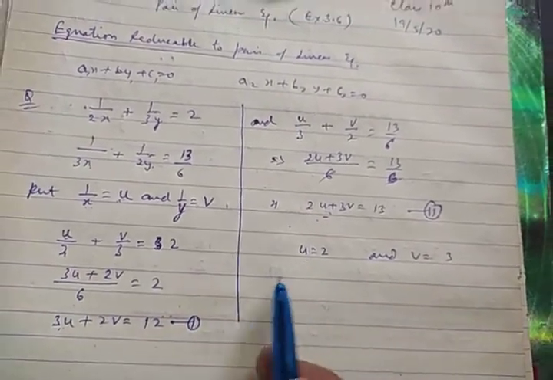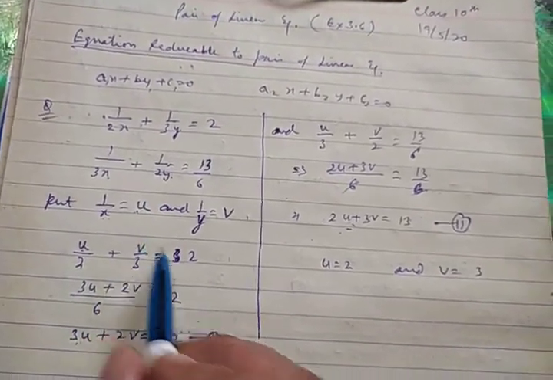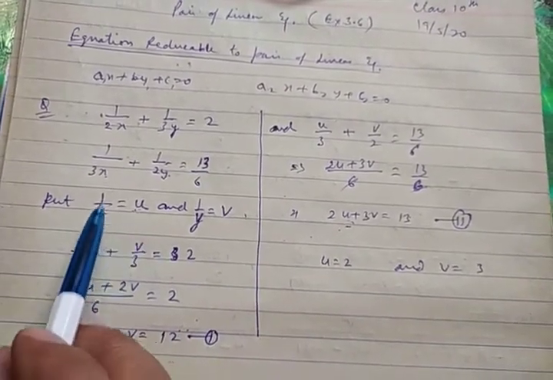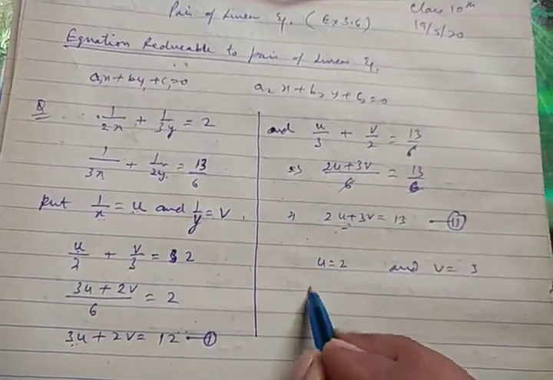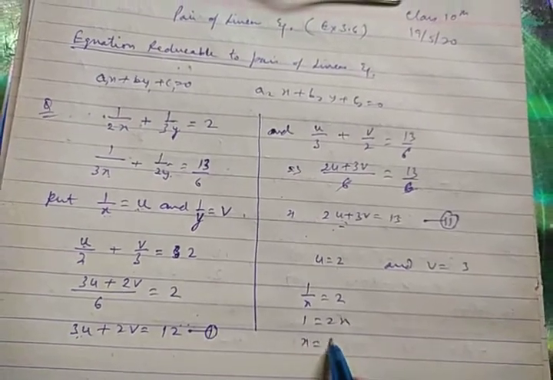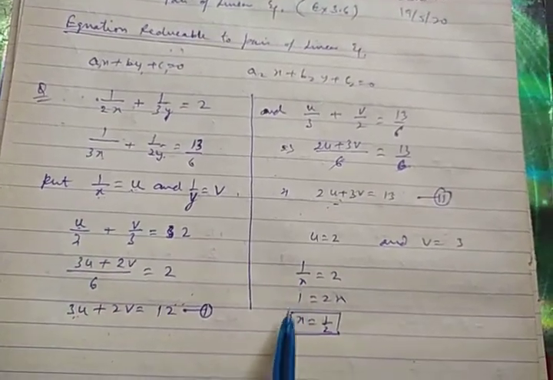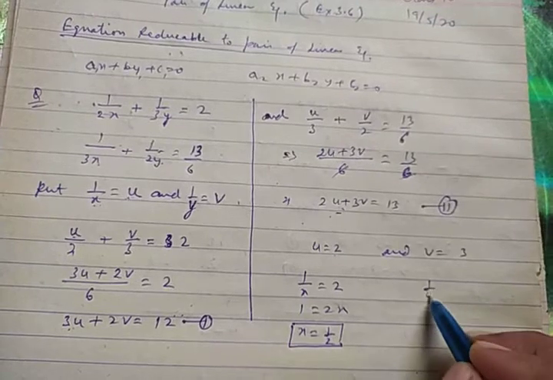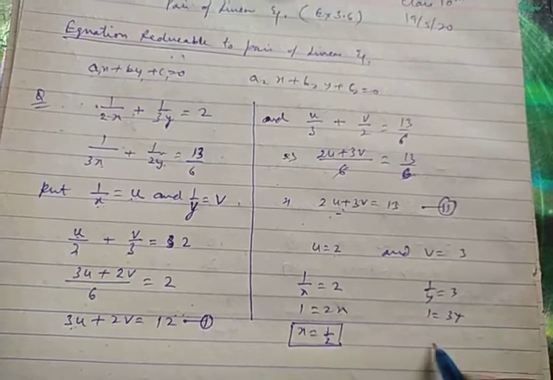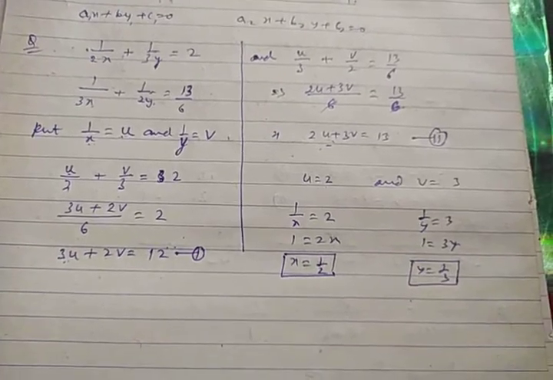Now u was equal to 1 upon x, so you will have to do some more steps. Then 1 upon x is equal to 2, or 1 is equal to 2x, or x is equal to 1 upon 2. This is to be done for obtaining the value of x. For v, 1 upon y is equal to 3, so 1 is equal to 3y, and y is equal to 1 upon 3. This will be the solution of the equations.